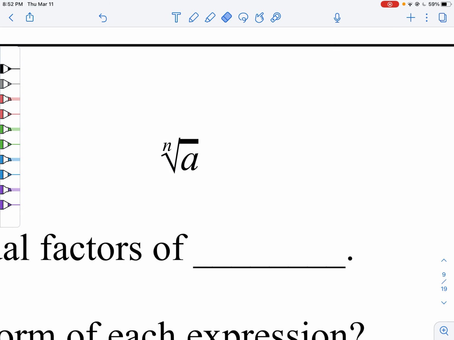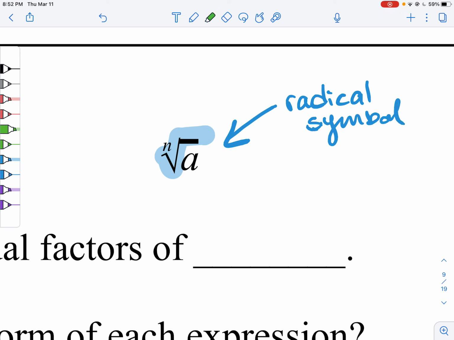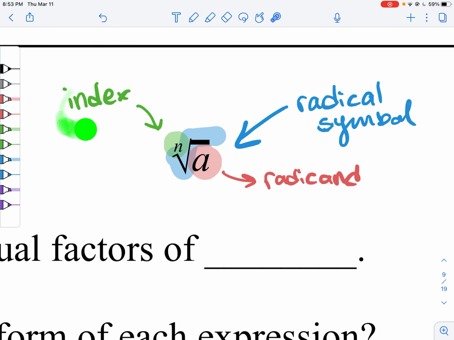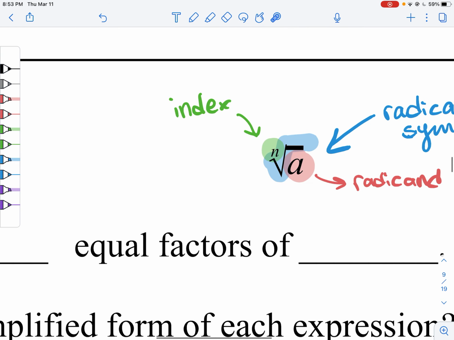When you have this right here, you've already seen this square root symbol. It's called the radical symbol. And this n right here is called the index. And what's under here, in this case a, is called the radicand. Am I ever going to ask you what this means? No. But I might start talking about the index, so you should at least know what an index is. You have seen this kind of thing before, like the square root of 4.